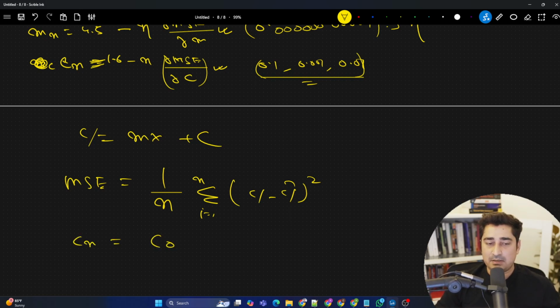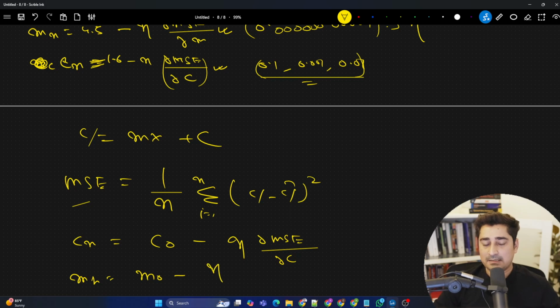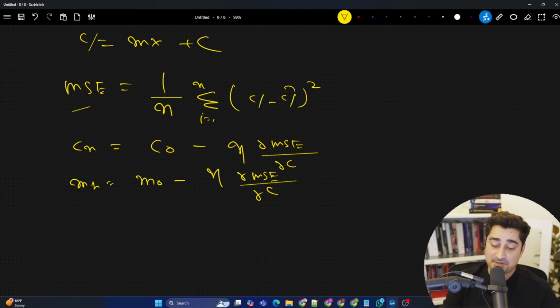So c new is equal to c old minus the learning rate times the rate of change of MSE, or the partial derivative of the mean squared error, which is this function, with respect to c. And new m is nothing but m old minus eta times the partial derivative of loss with respect to m. I think this is the only equation in this entire class I have discussed. Apart from this, I don't think that I have discussed any other equation.